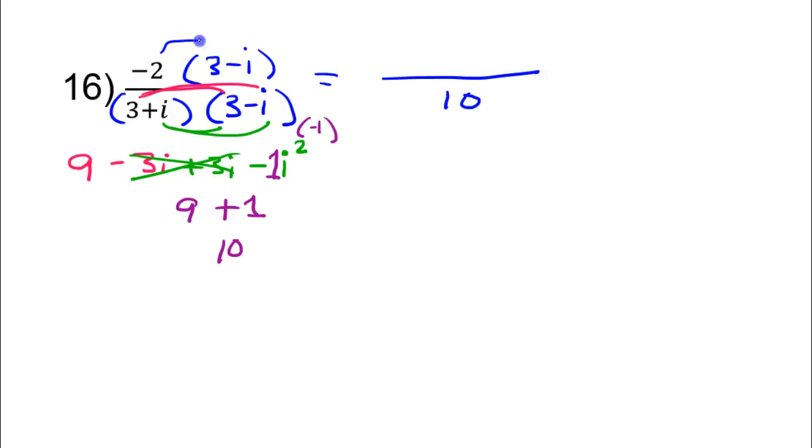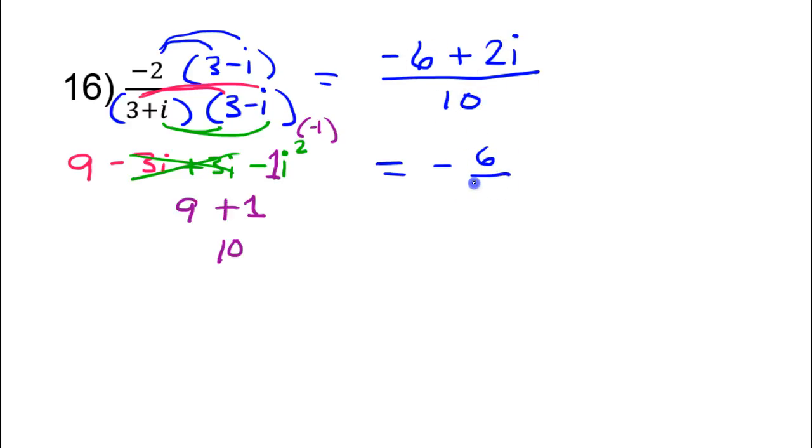Now, meanwhile, in the numerator, I just do the distributive property. So -2 times 3 is -6, and -2 times -i is positive 2i. All that's left is to separate this and reduce. So when you have imaginary numbers involved, then you need to write it in standard form, which means take this 10 and put it underneath each term.